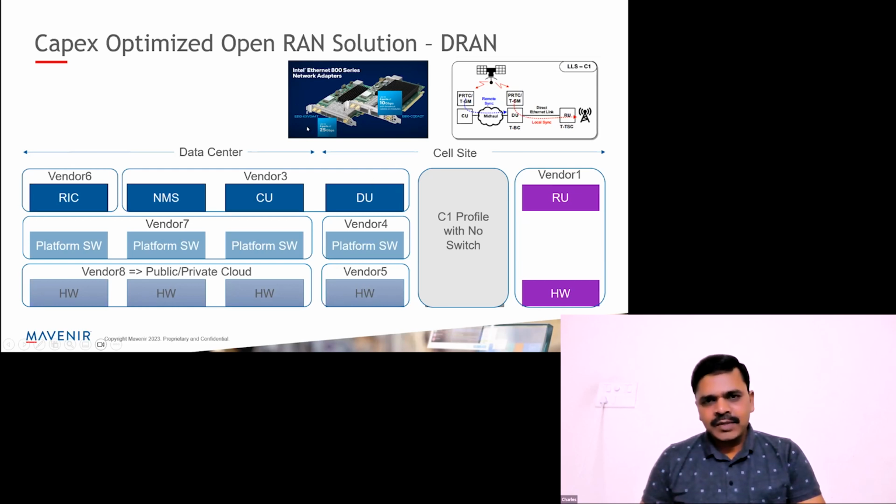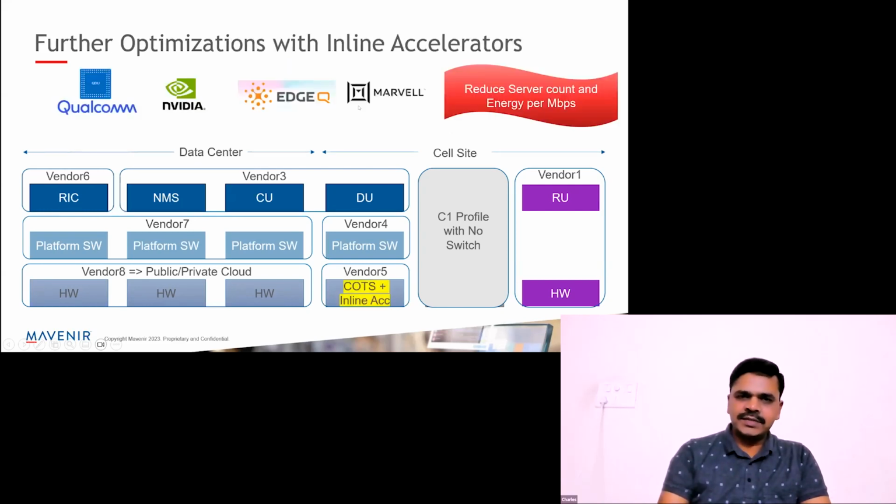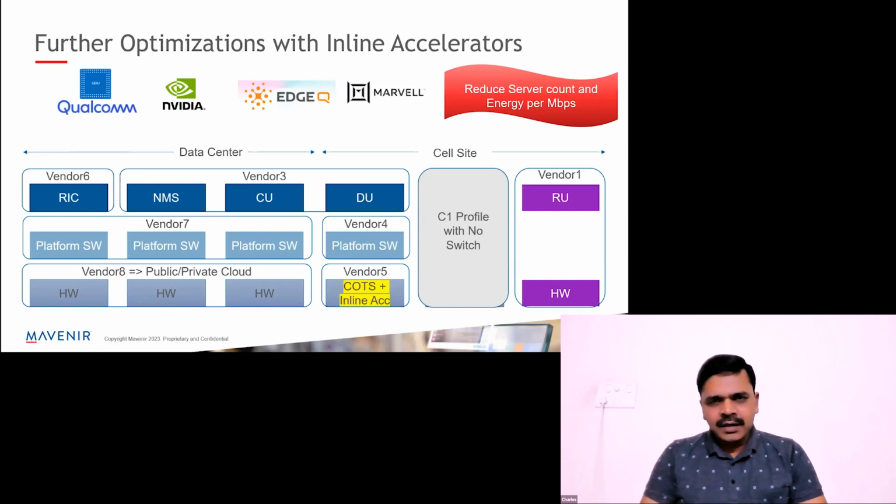And a few examples I've quoted here. One of them is the WPC card, and the other is the Logan Beach card. Both are coming from Intel. In terms of the interfaces, they can provide 4 or 8 interfaces at the cell site. And they do have an integrated GPS receiver plus the PTP and SYNC capabilities. I mean, how do I go further?